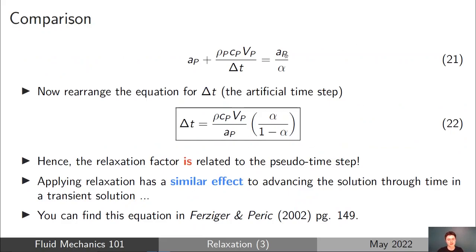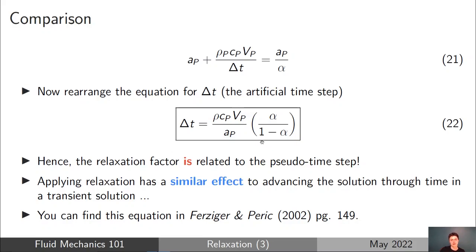So if I go ahead and set AP plus rho Cp V over delta T equal to AP over alpha, then I rearrange for this time step delta T. And after I do that, I arrive at equation 22. This is a really important equation in this talk, and you can derive so much understanding from it, and that's why I've highlighted it in a box here.